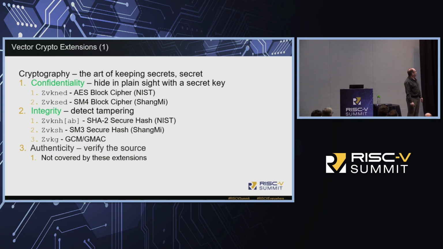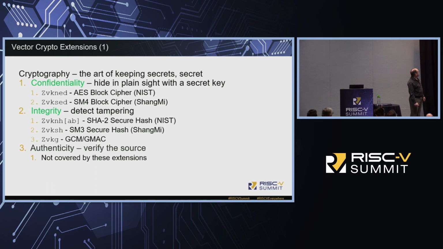So confidentiality is what you think of normally when you're thinking of cryptography. It's your secret decoder ring. So it's hiding a message in plain sight. You encrypt a message, you can send it over the internet, you can put it on a billboard. Nobody can figure out what it is without the secure key.